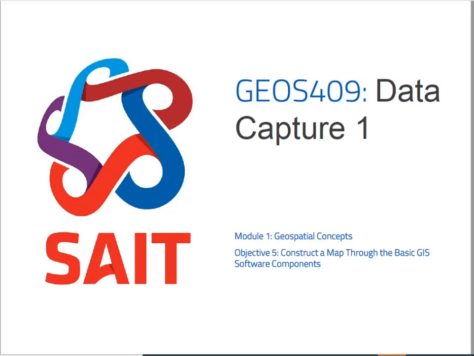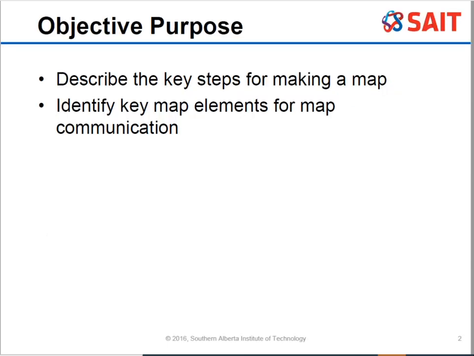Welcome to the last objective in Module 1. So this is Module 1, Objective 5. And Objective 5 is construct a map through basic GIS software components. The two purposes are to describe key steps for making a map and then also to identify key map elements so you can communicate your map well.